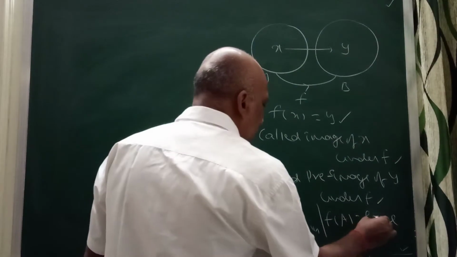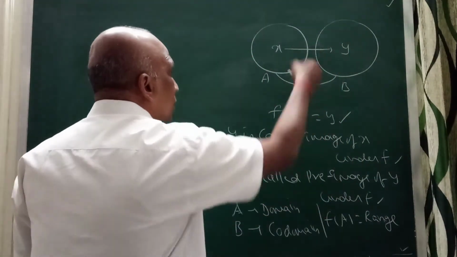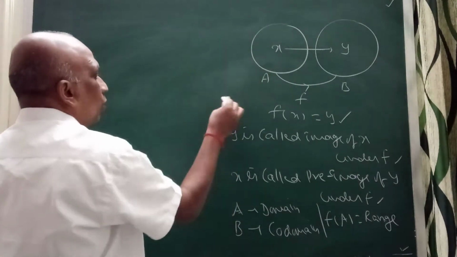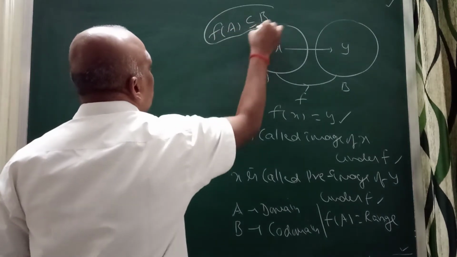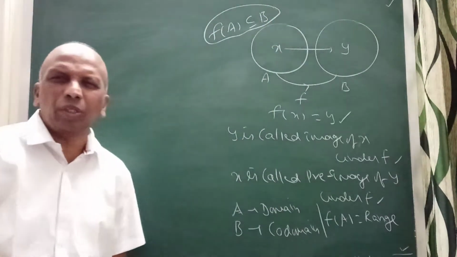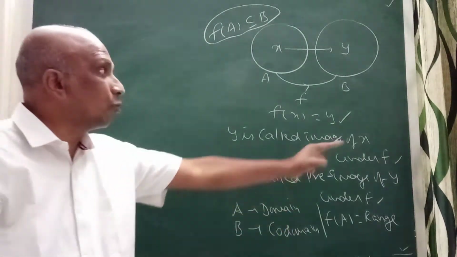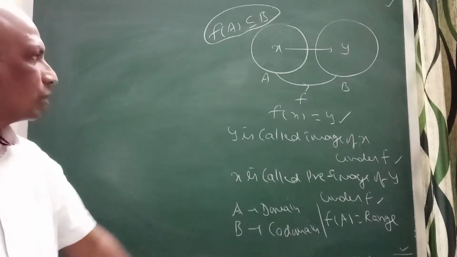Always, you can see here, the range comes from this only, right? So that means the range F of A is a subset of the codomain. Always remember, F of A is a subset of B. That means range is a subset of codomain.